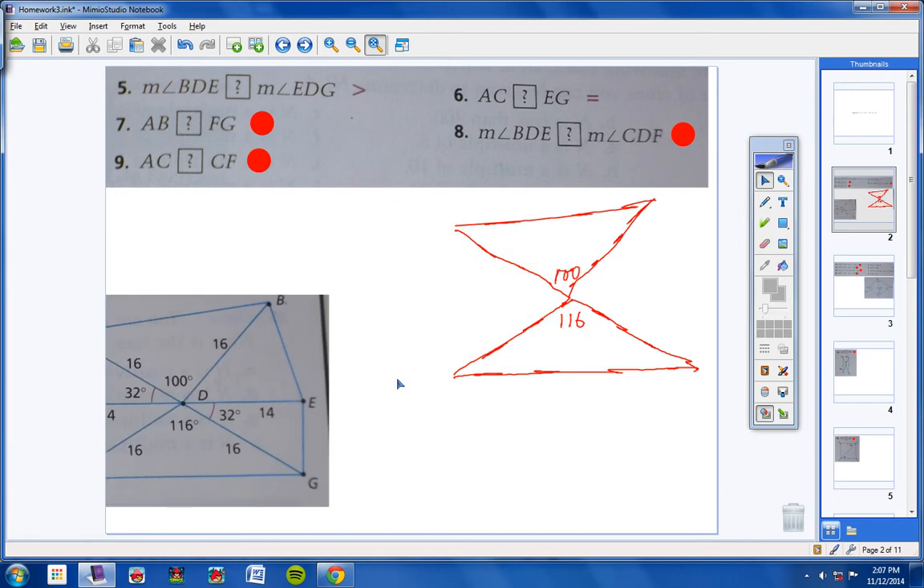Now, they want to know something. First of all, I know this side here is 16, and this is 16, and this is 16, and this is 16. Now, look, I have side, angle, side, angle, side. I have a side here congruent to a side. I have a side here congruent to a side. And look at the angles. This angle is bigger than this angle. So I know this side here is longer than this side over here. This side is shorter.